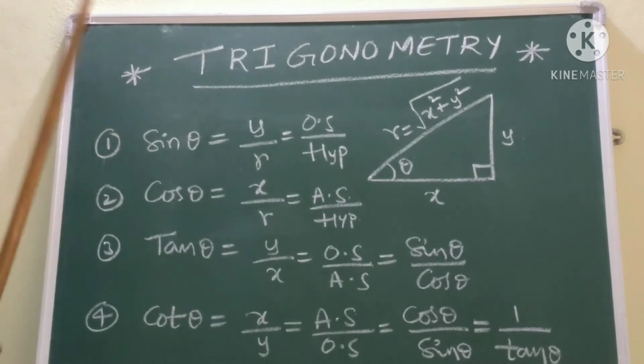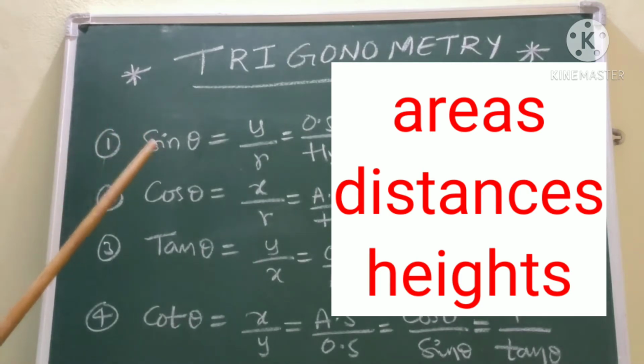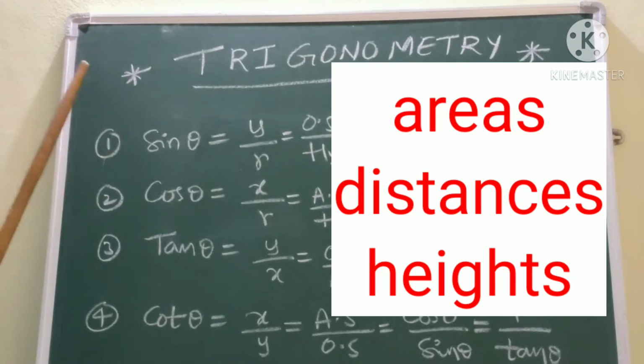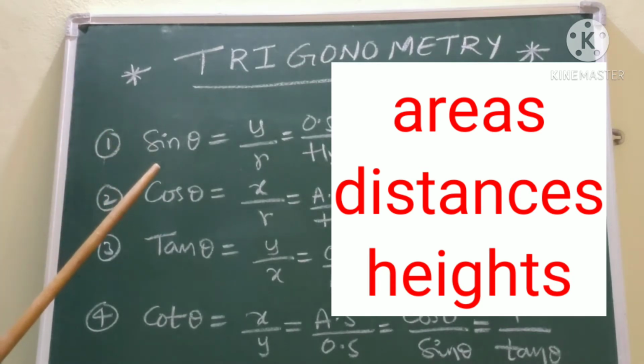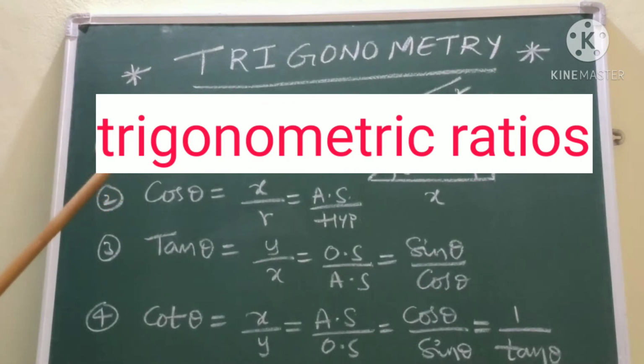The uses of trigonometry are so many in daily life. For example, to find big areas, distances, lengths, heights of trees, heights of mountains, heights of buildings, and etc. Now, basically trigonometric ratios are 6.